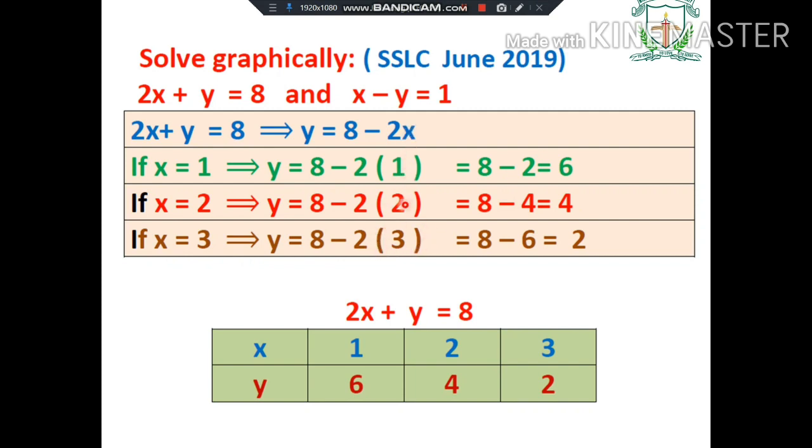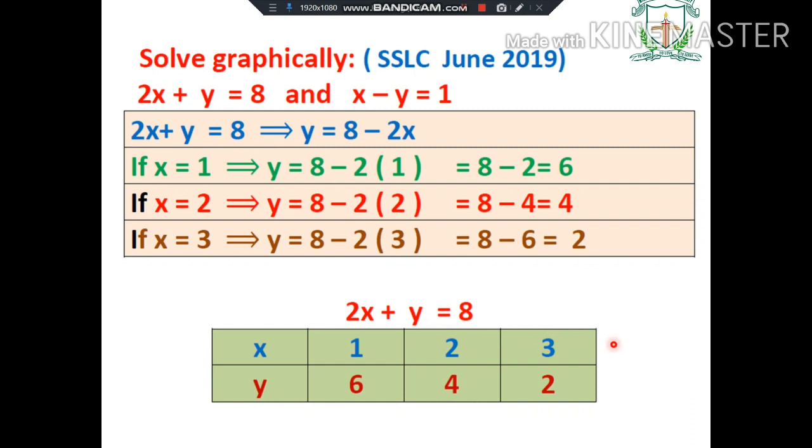In the place of x, children, you write 3. Open a bracket and write here. Now simplify it as it is. Minus 2 3s are 6. So 8 minus 6 is equal to 2. Dear children, we got this value. If x is equal to 3, y is equal to 2.